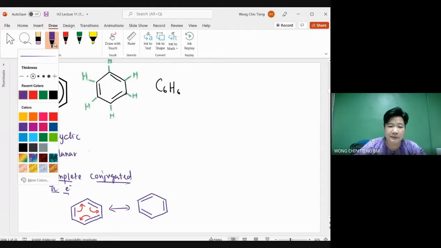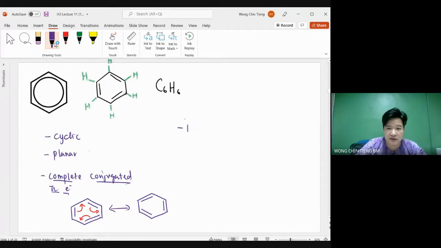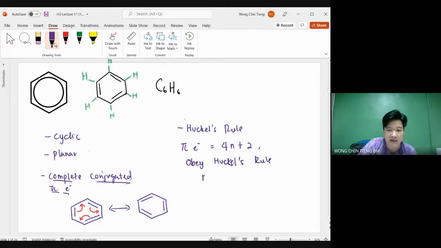Next. Apa benda Huckel's rule? How do we see whether we obey Huckel's rule or not? The formula of Huckel's rule is the pi electron equals 4n plus 2. That is the formula of Huckel's rule. If you say you obey Huckel's rule, then the n calculated must be a whole number. Dia mesti n tu mesti whole number.